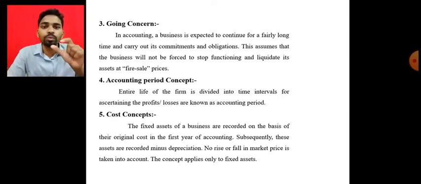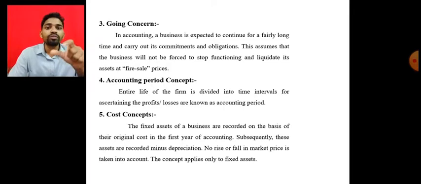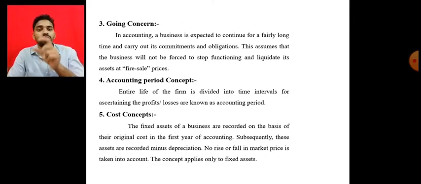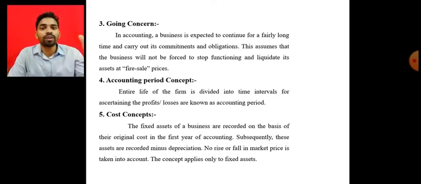In the books of accounts, we have to maintain the cost of machinery, which is the value at which we purchased the fixed assets. We have to use the cost of assets. There are two types of value: book value and market value. The cost concept ignores the market value but maintains the cost value.